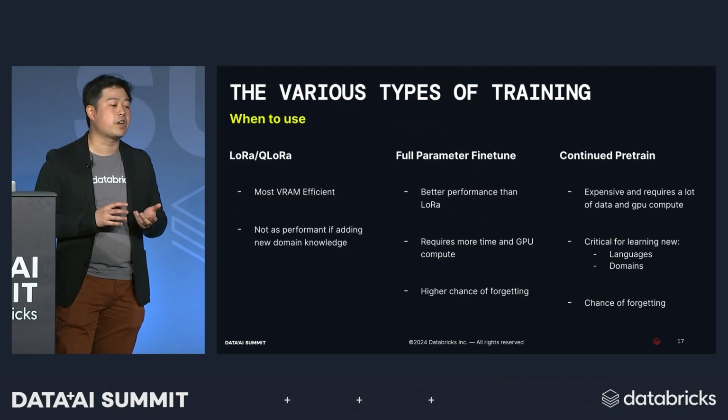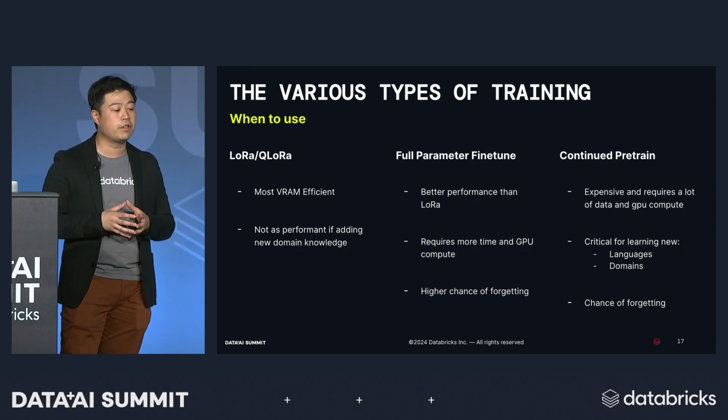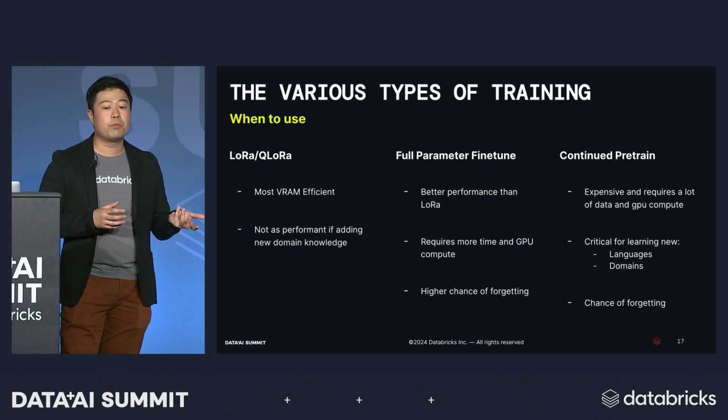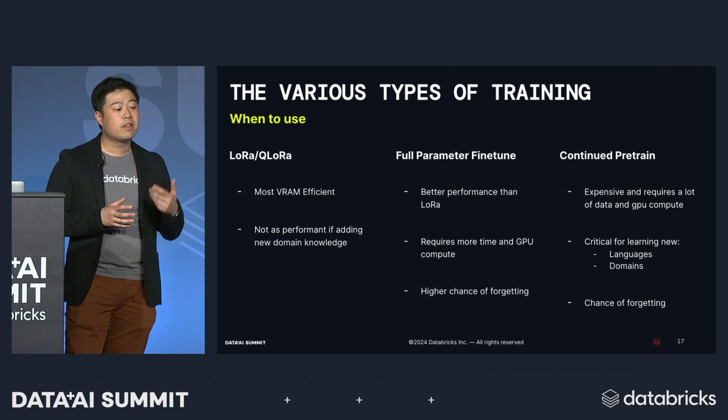So there are various types of training. We talked a little bit before about LoRA and QLoRA. That's the most VRAM efficient, but it's not as performant if you actually want to bake in new knowledge. So particularly for domains like legal, like healthcare, where you've got specialized terminology and specialized concepts you're trying to bake in, then LoRA and QLoRA might not get you there.